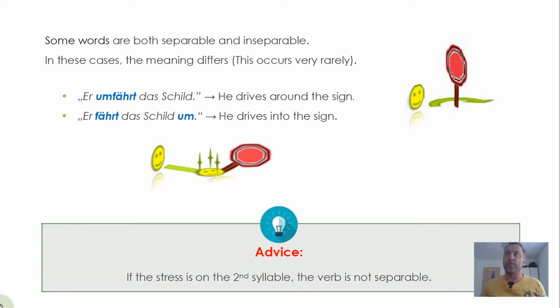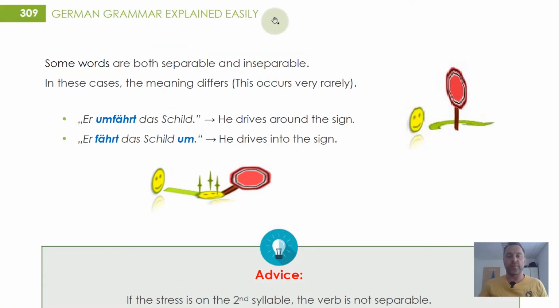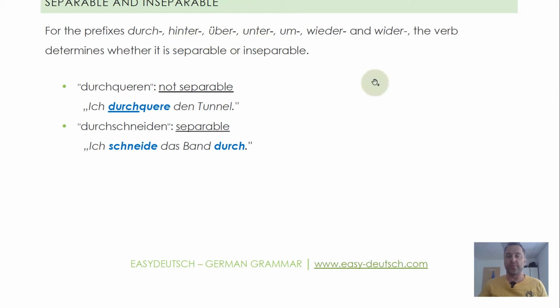That's actually the same rule for all of the prefixes, but usually it's much easier if you know them and you know their preposition. But with those that can actually be both, it's all down to the pronunciation. How do you stress them? For example, here it's also ich durchquere den Tunnel, but here it's durchschneiden. Obviously, I exaggerated it a little bit, but if the stress is on the prefix, it's separable. If the stress is here, it's not separable.